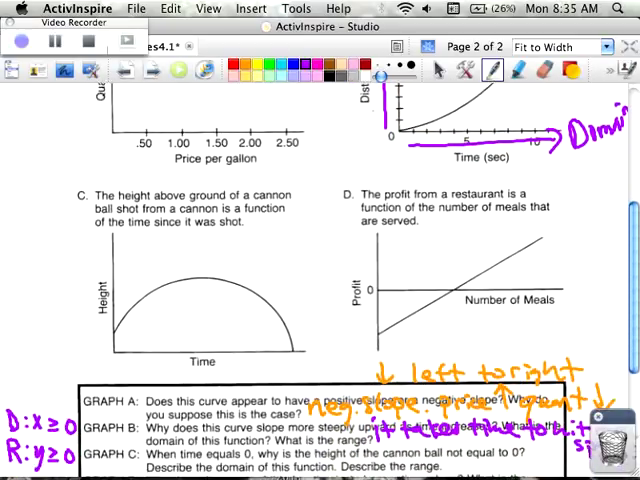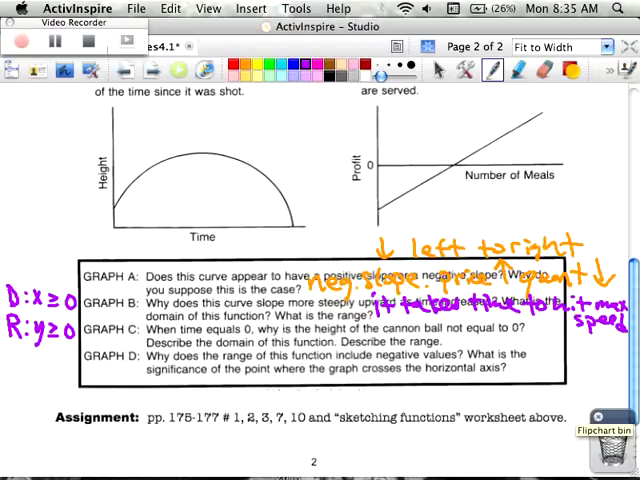Part C says when time is 0, why is the height of the cannonball not 0? John? It's not being shot from the ground. If you ever watch any of the old movies, they have the cannons, and oftentimes, like if it's on a ship, or even if it's not on a ship and it's on wheels, the cannon has its opening probably 4 or 6 feet off the ground. So you're not shooting this cannonball off the ground.